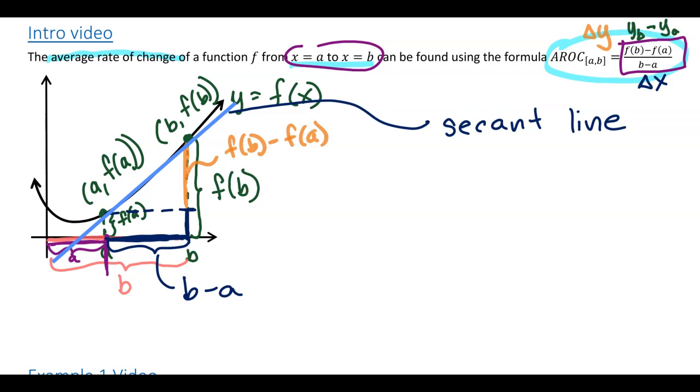Okay, so that's a pretty good start on some of the ideas that we're going to be working on in this section. We want to be able to calculate average rate of change given a graph or a formula or a table, and we want to be able to visualize that as the slope of a secant line. All right, we'll jump into examples next.